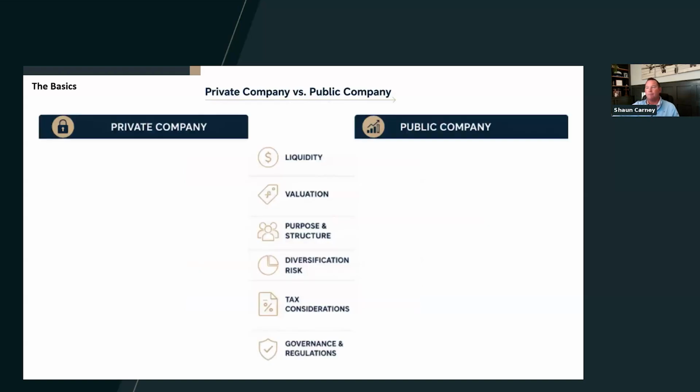So we'll jump into what's the difference between a private and a public company. From a private company, think about a mom and pop shop, right? Or a family owned business. Something that I can't log on to Charles Schwab or E-Trade and go buy shares of that company. So that company is not easily sold. There's not a lot of liquidity to it.